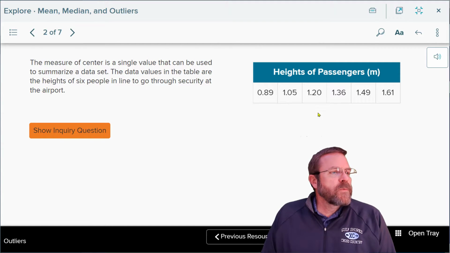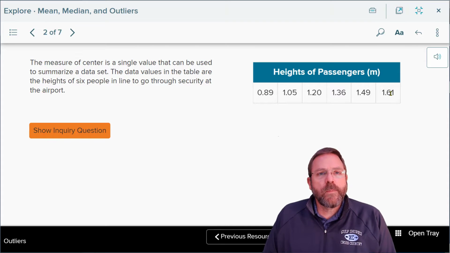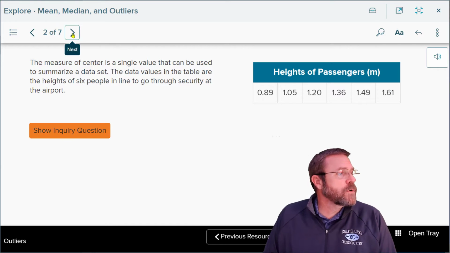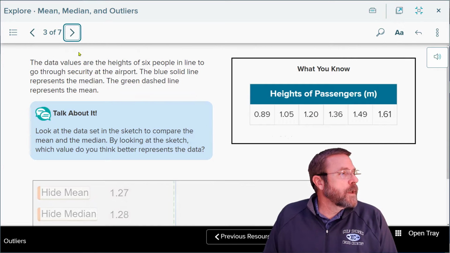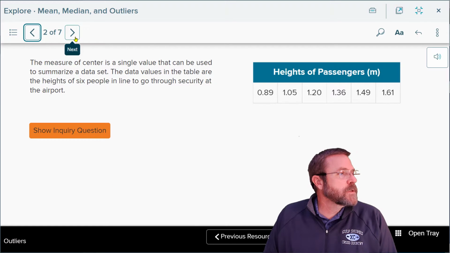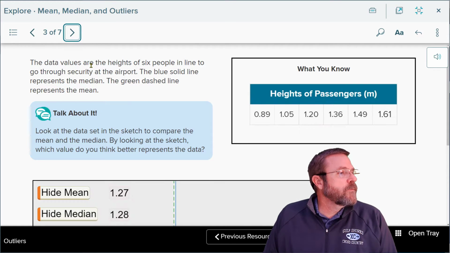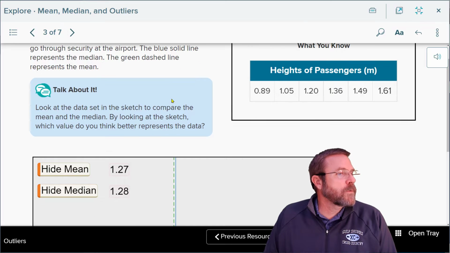Now, just looking at these numbers, I'm going to say that most of them are pretty close to each other. 0.89 is our low point. 1.61 is our high point. But are any of them going to be true outliers? I'm not really sure. So let me make sure there's nothing I missed here. It says the data values are the heights of the 6 people in line to go through security. Yep, we already talked about that.